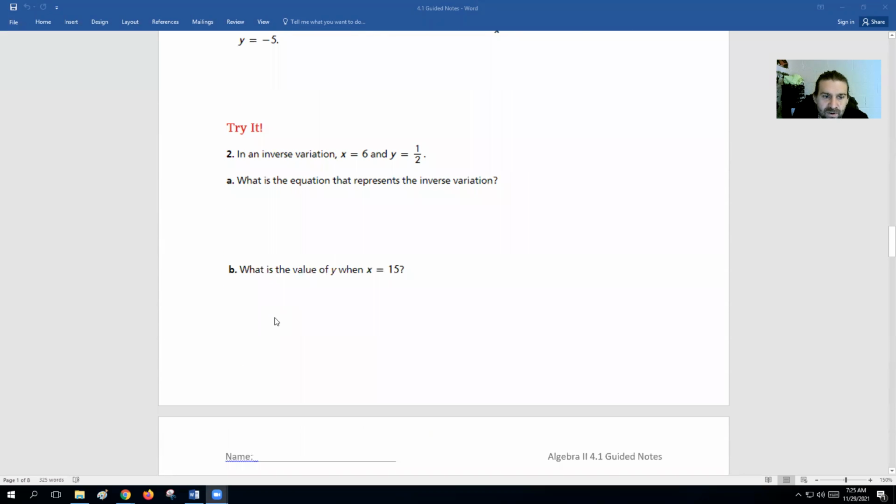All right, so let's do this next problem together, see what we can do. We have an inverse variation, x equals 6 when y equals 1/2. So we have the equation y equals k over x. That means y is 1/2. We don't know what k is quite yet, although we could probably figure it out easily. And x is 6, so we just plugged in y and x. To solve this, we're going to have to multiply both sides by 6 to get the k by itself.